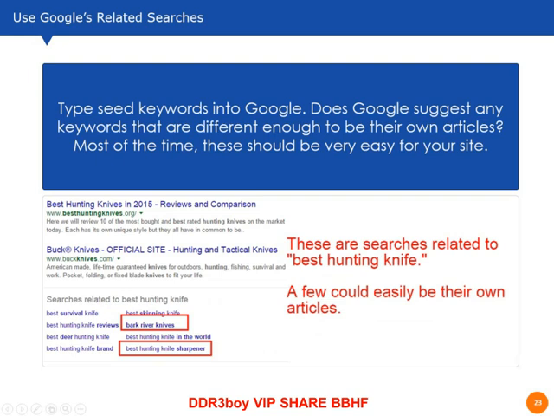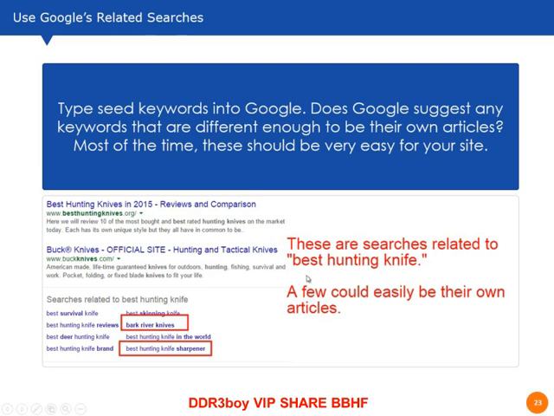Now, you can also use Google's related searches. This is another great place to uncover keywords that maybe you wouldn't have come up with on your own. Basically, you just type your seed keywords into Google. Then you look down at the bottom of the results. This is the bottom of the page, and maybe I should show you this live so it makes a little more sense. But most of the time, these should be very easy to use for your site.